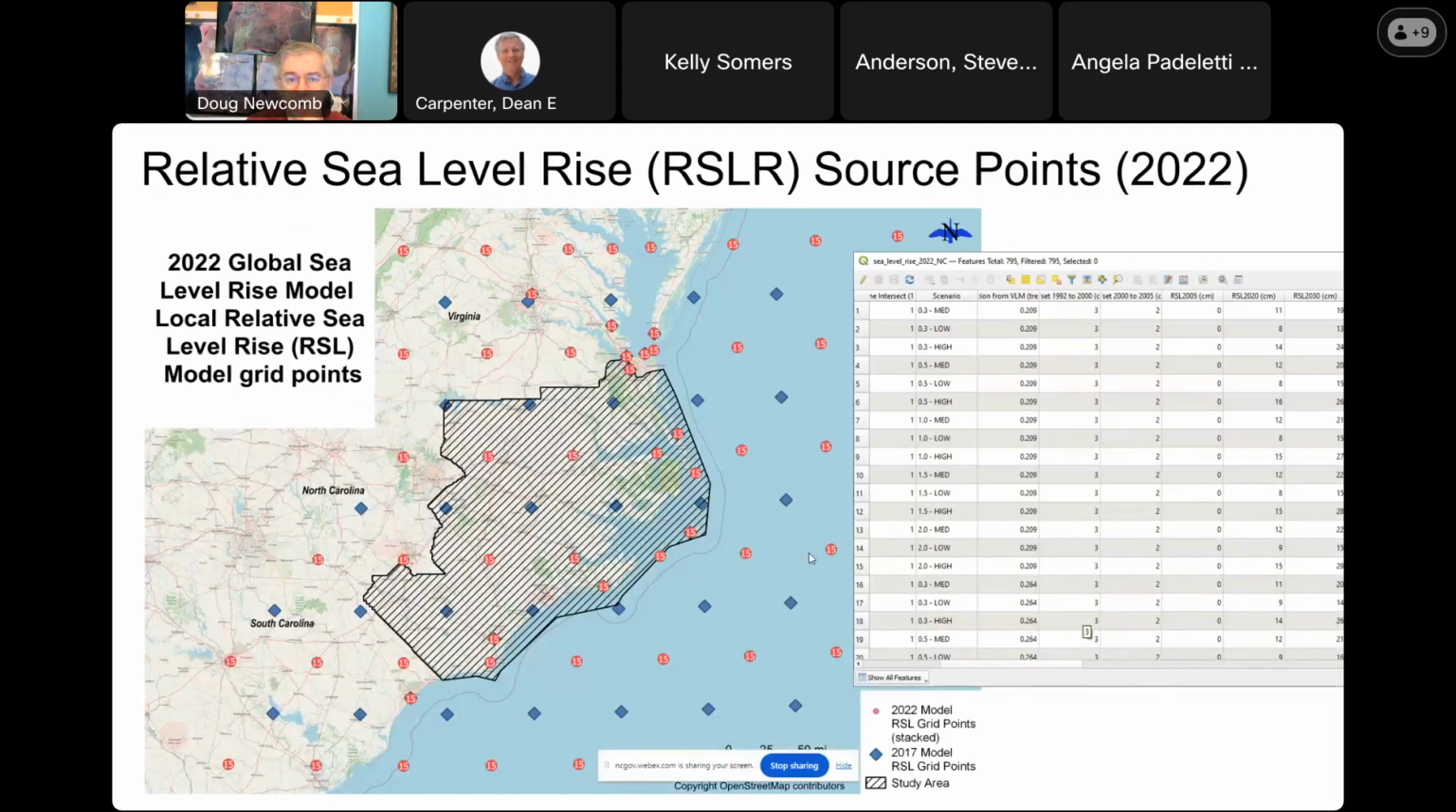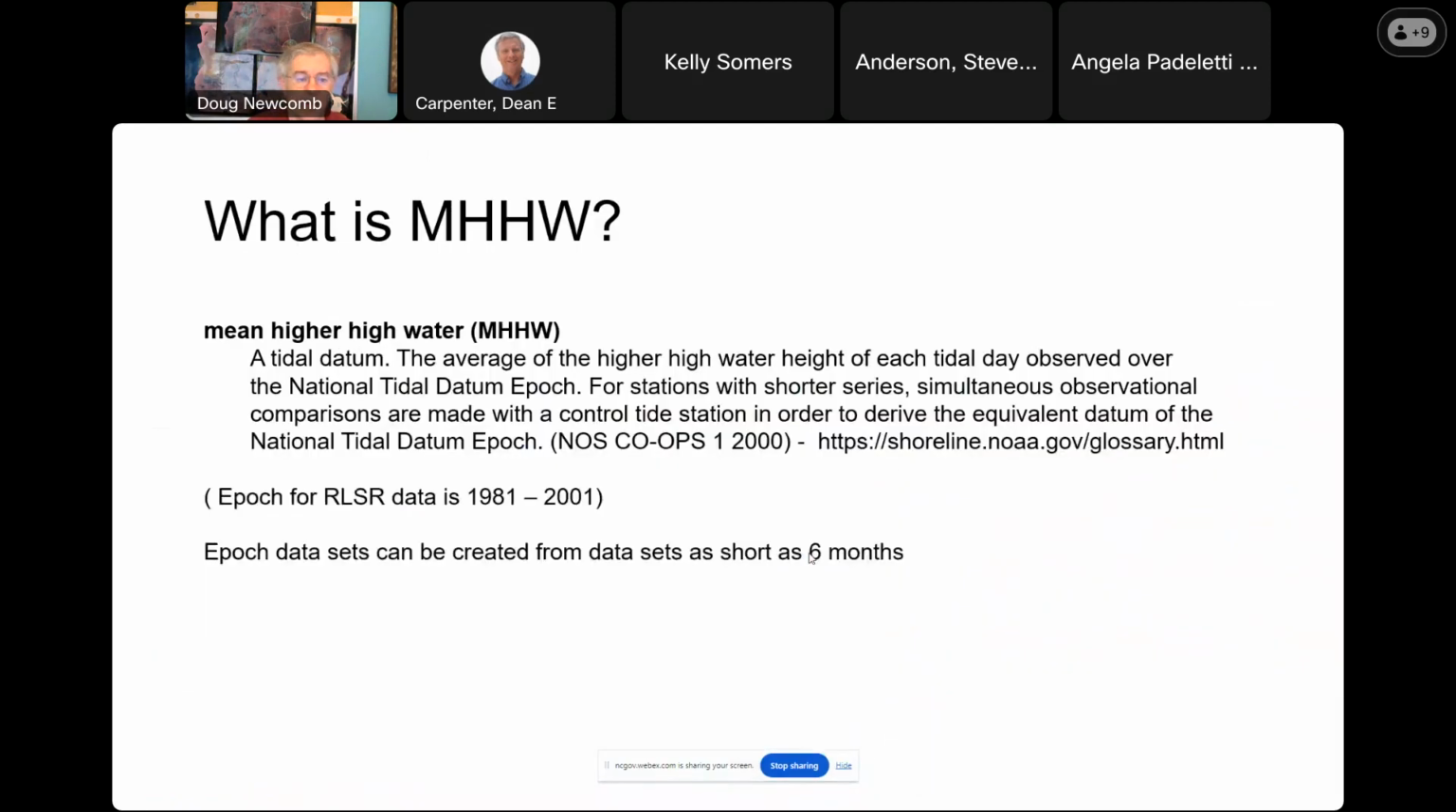Here are the sea level rise grid source points. The points in blue are the 2017 grid points, where you have different models and their values at different time steps. The red ones you see there are the points for the 2022 global sea level rise model, relative sea level rise model. And mean high or high water, that's the tidal datum that NOAA uses.